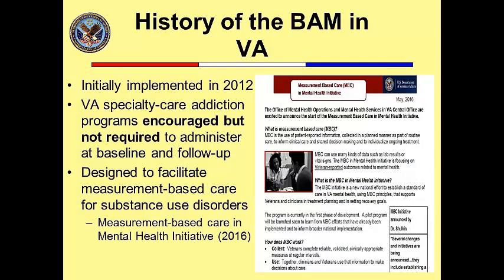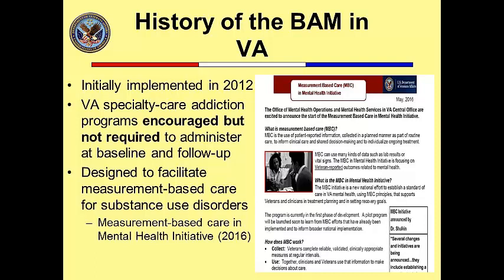So the BAM was initially implemented in 2012. It was across the VAs throughout the nation, primarily the VA specialty care SUD programs. And these programs were encouraged but not required to administer the BAM at baseline and at follow-up. And as Dom mentioned earlier, the BAM was designed to facilitate measurement-based care for substance use disorders. And this was in anticipation of more focused efforts to implement measurement-based care in the VA.